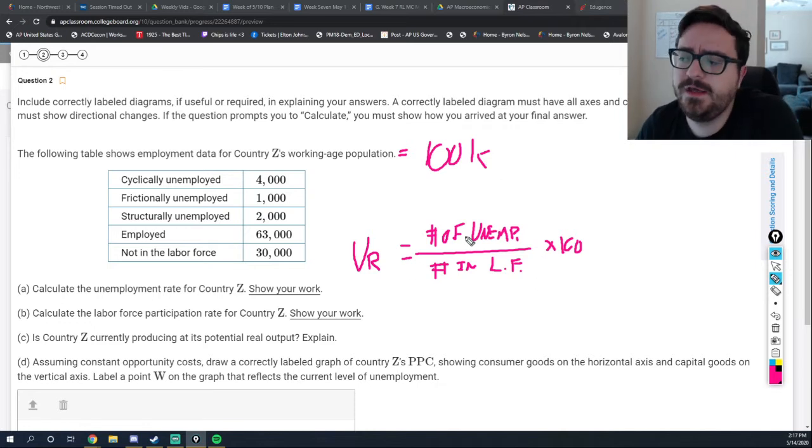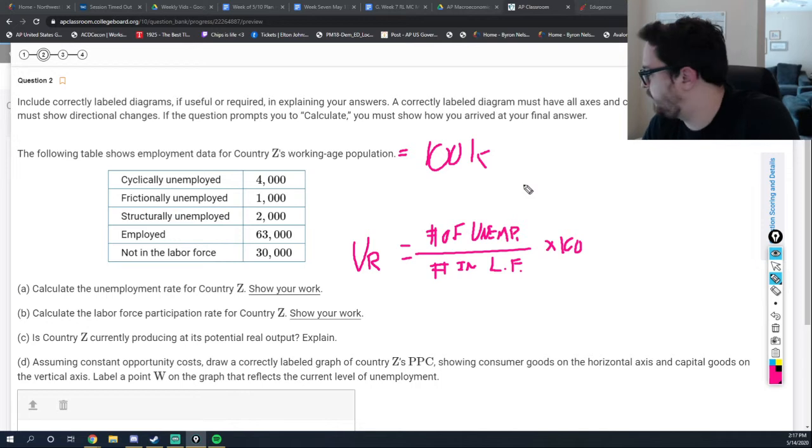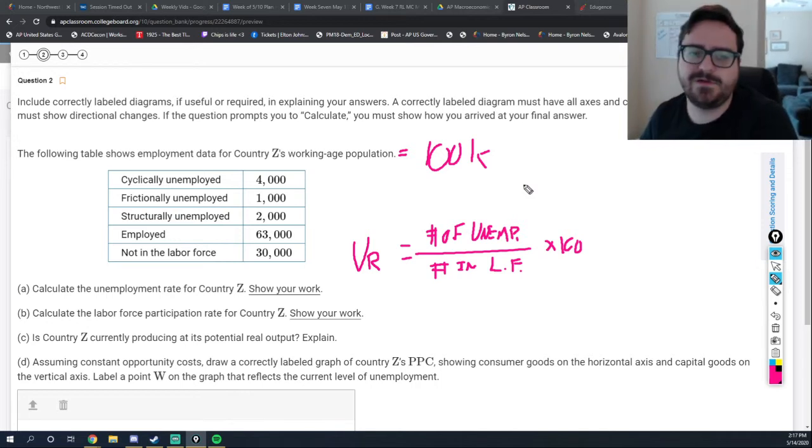So when I'm doing this formula, make sure that you have this formula down. This is unemployment rate: number of unemployed over number in labor force times 100. For this, the math is pretty easy. My number of unemployed people is 7,000. We've already got that. Well, who is in the labor force?